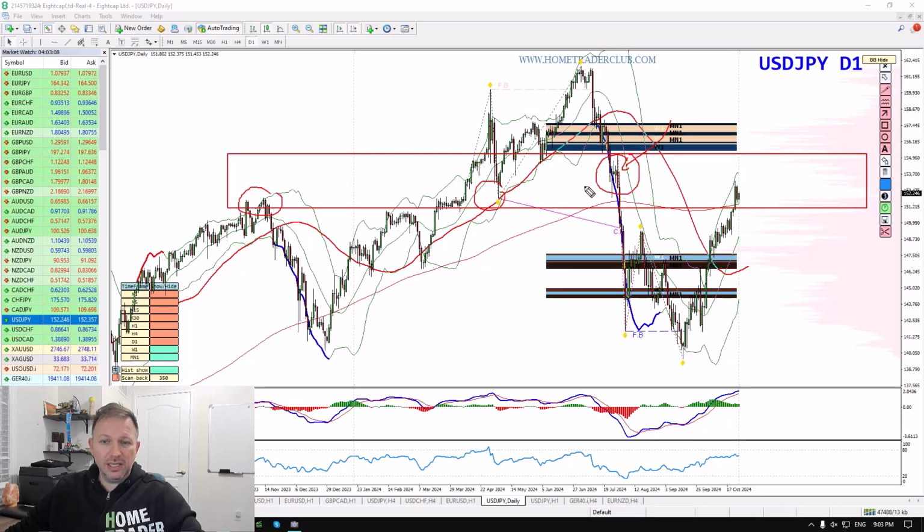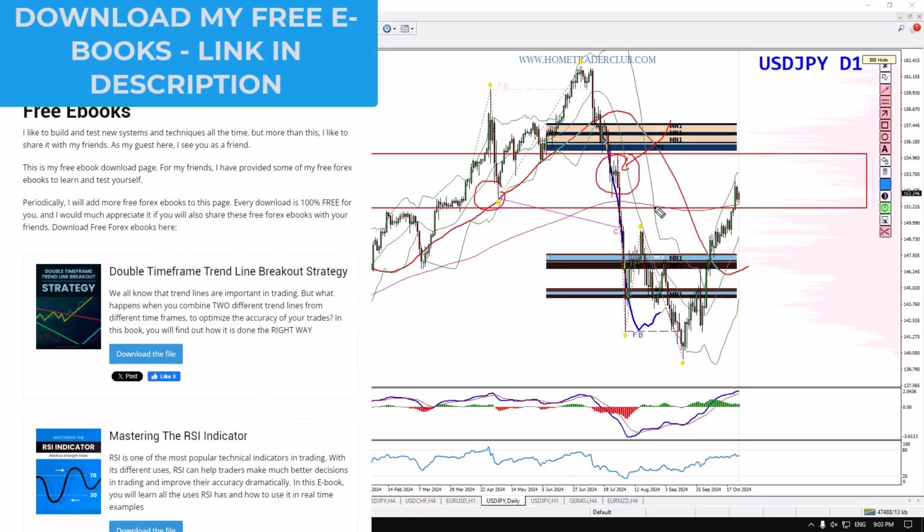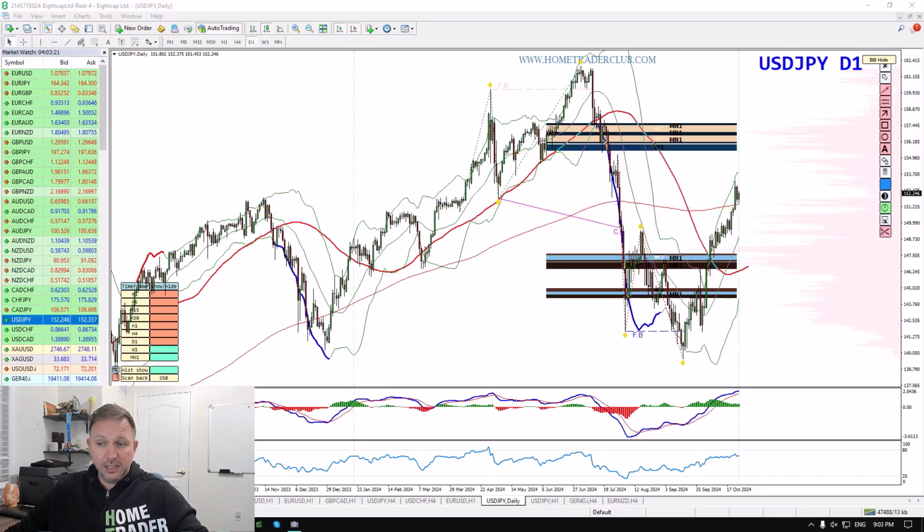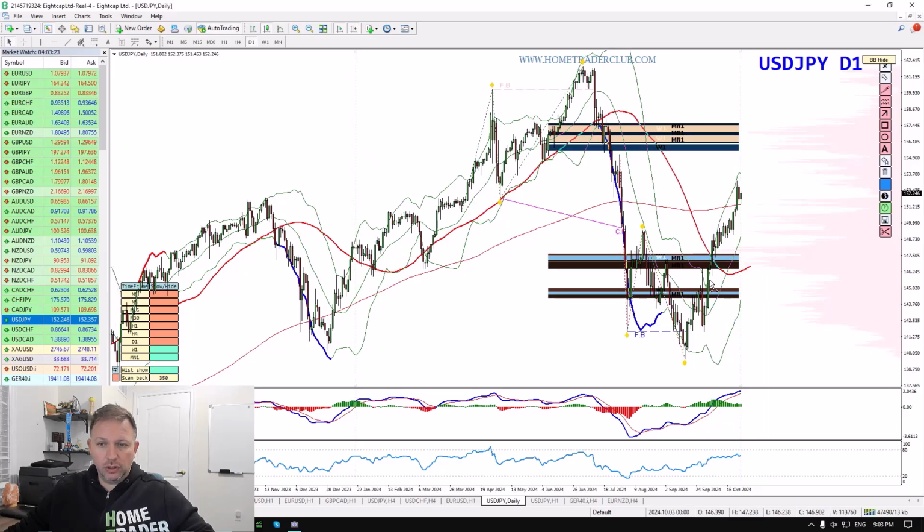Take a look at this amazing zone, which is again a zone of sellers. We are slowing down on the histogram. RSI is close to the overbought conditions. This is an absolutely phenomenal zone.